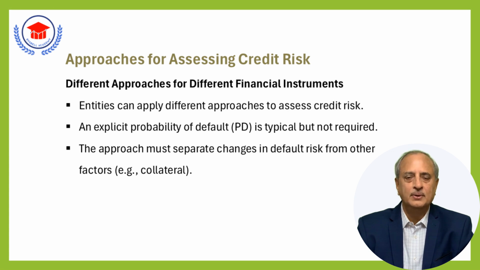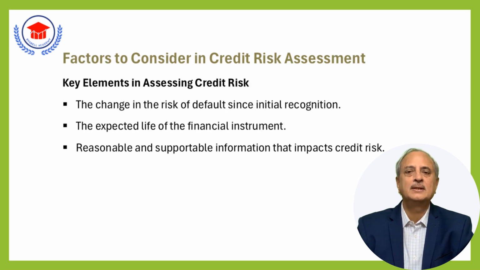While it's common for the approach to include an explicit probability of default, or PD, this isn't mandatory. Even without an explicit PD, the approach can still meet the requirements of Ind AS 109, provided the entity can distinguish changes in the risk of default from other factors like collateral. For example, if you're assessing the credit risk of a financial instrument, you need to focus on these three factors. 1. The change in the risk of default since initial recognition. 2. The expected life of the financial instrument. 3. Reasonable and supportable information that impacts credit risk.